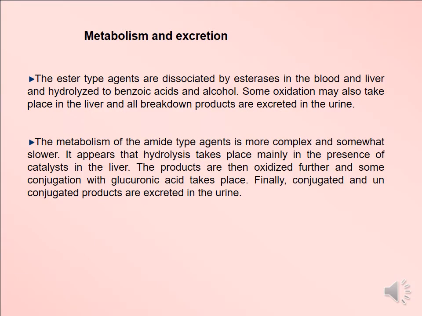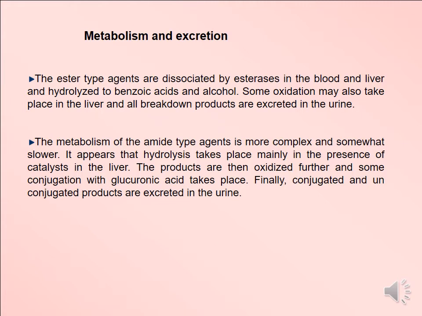The metabolism and excretion: the ester type agents are dissociated by esterase in the blood and liver and hydrolyzed to benzoic acid and alcohol. So the ester type is hydrolyzed into two components, benzoic acid and alcohol. Some oxidation may also take place in the liver, and all breakdown products are excreted in urine. All the metabolism that occurs in the liver ends with excretion through the urine.